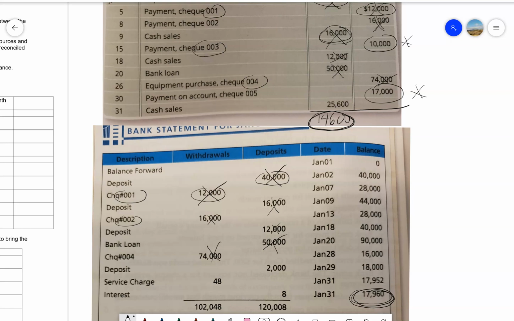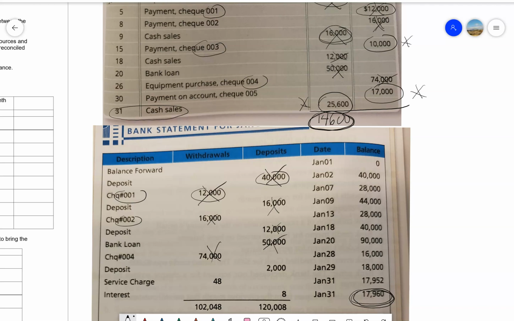The last item, the cash sales of 25,600, does not show up, so we have to circle that as well. What this means is, if you look at the date here, this cash sales happened on the very last day of the month. What usually happens is the company records the cash sales on their cash general ledger account. They go to the bank on the night of January 31st. The bank is closed already, so they just put the money in the night deposit slot. Obviously the bank would not have recorded that until sometime the next day. That's why it does not show up on the bank statement.